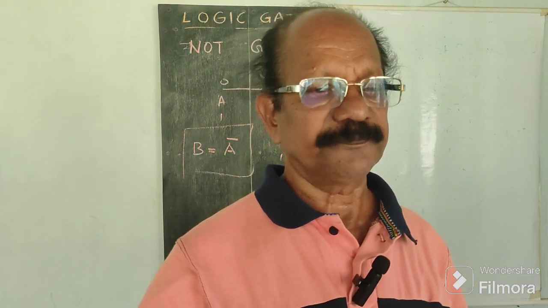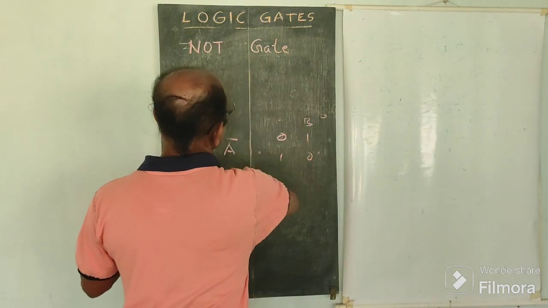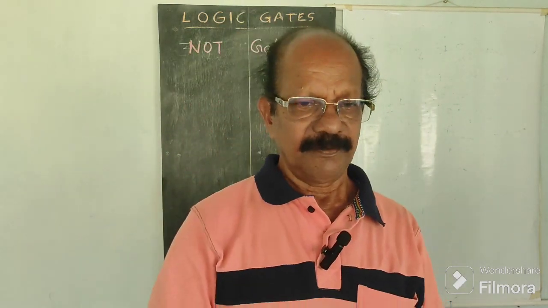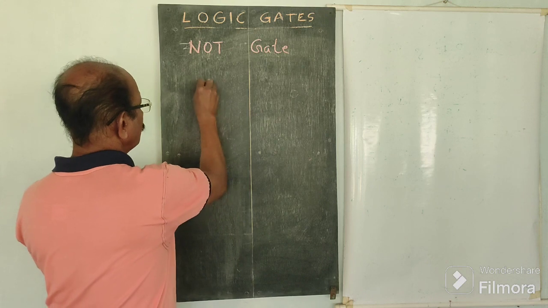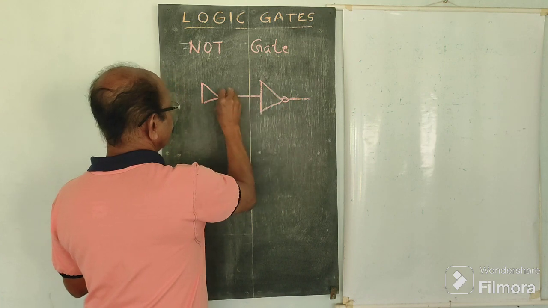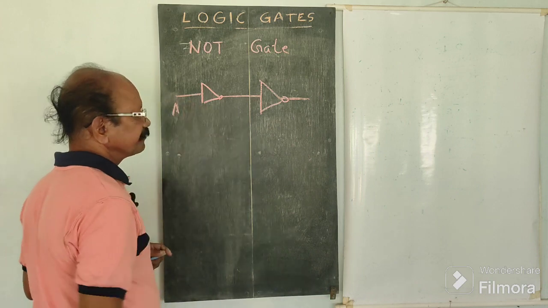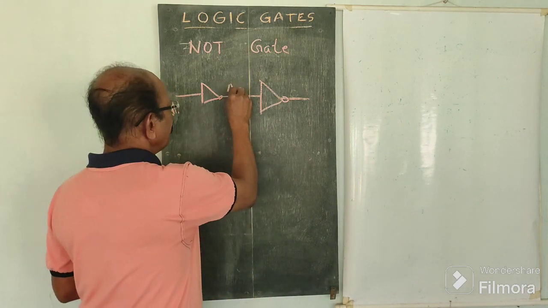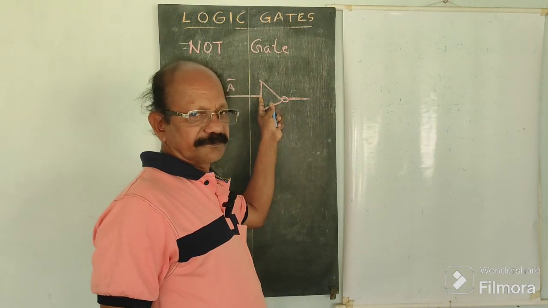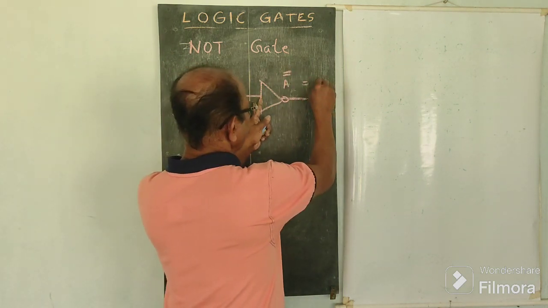Next is the NOT operation. What is the NOT operation? We can see the NOT operation with two gates. Here A is given. The output must be A bar. This is the input of the second NOT, and the output is A double bar, which is equal to A.